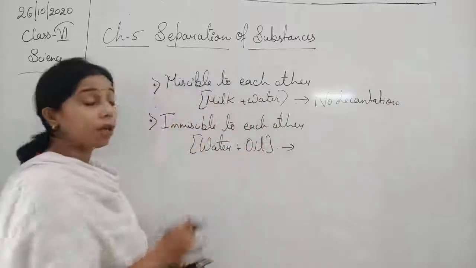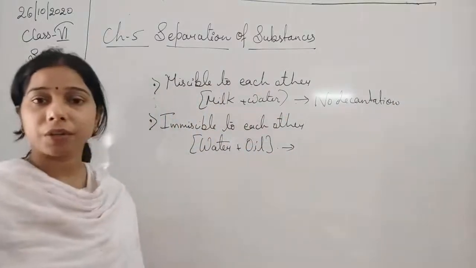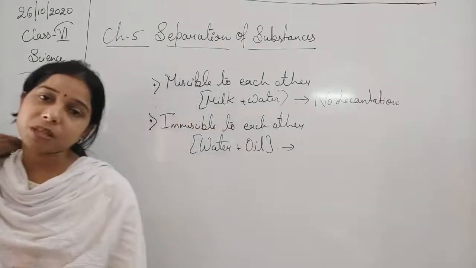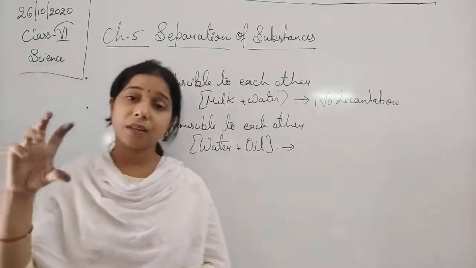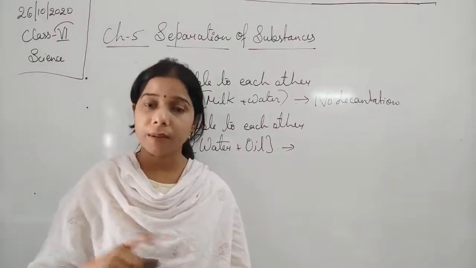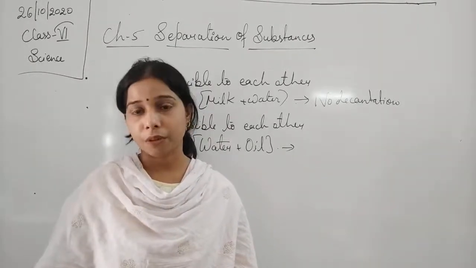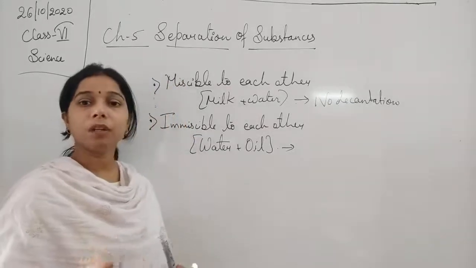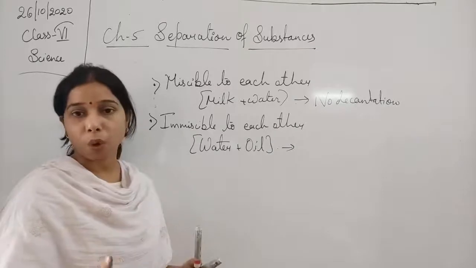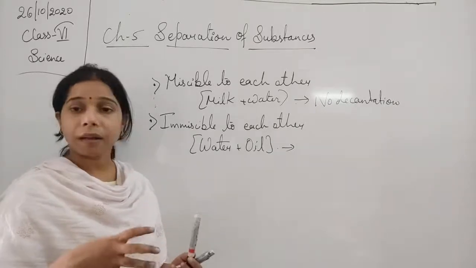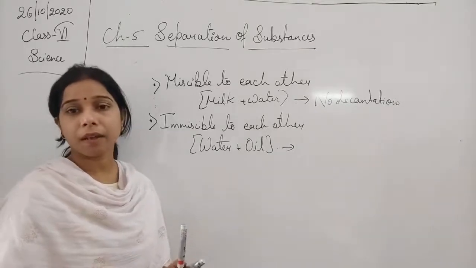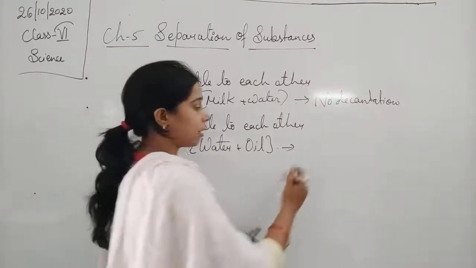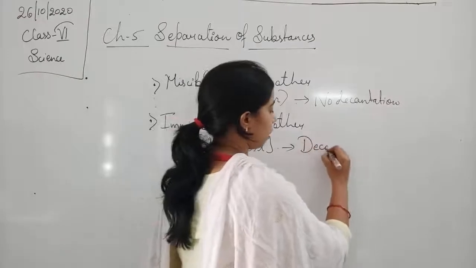But if you take water and oil and start shaking it, after some time you will find, students, that there is a formation of two layers of oil and water. So we are able to take out the water from the oil, or pour one of the layers from the other. That is decantation. So we can say the process of decantation can occur.